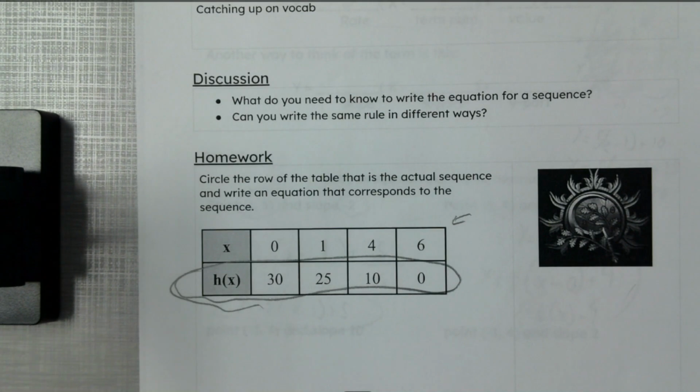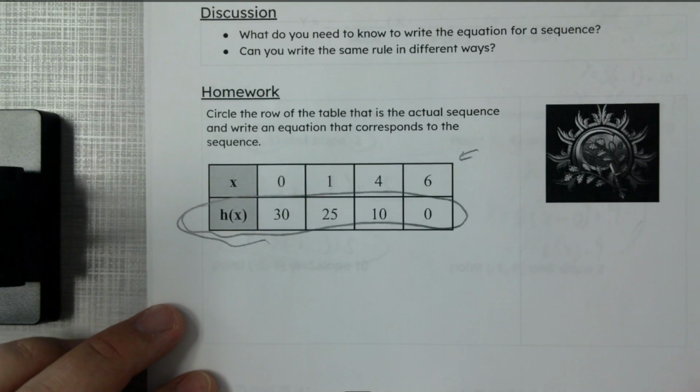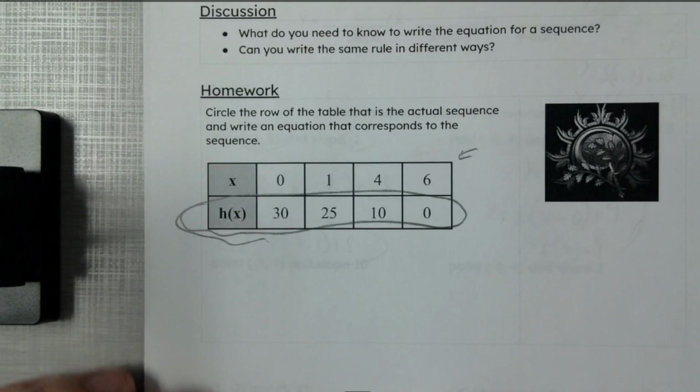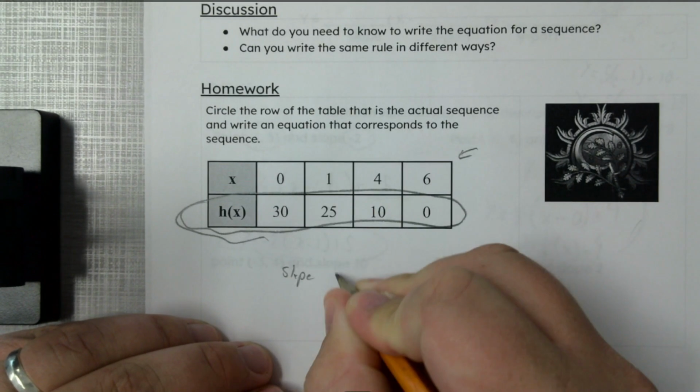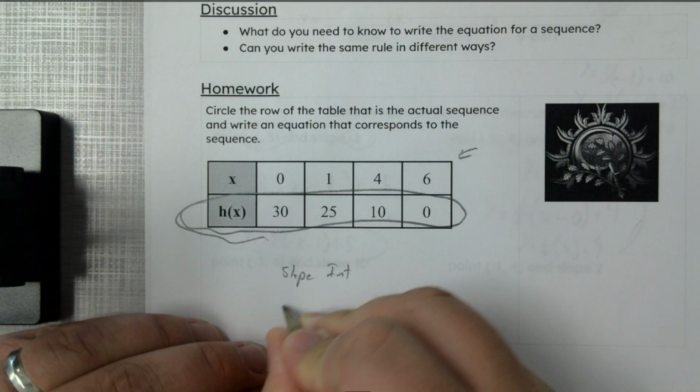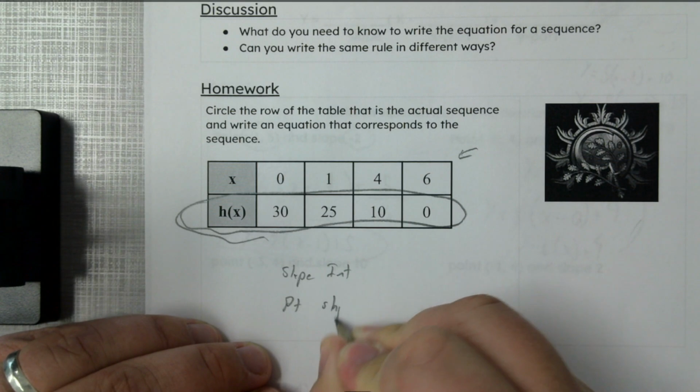Then I want to write an equation. We have a couple different options for equations. We have slope-intercept form or point-slope form. Just do one or the other. I'm going to do both. So slope-intercept up here, and then point-slope down here.